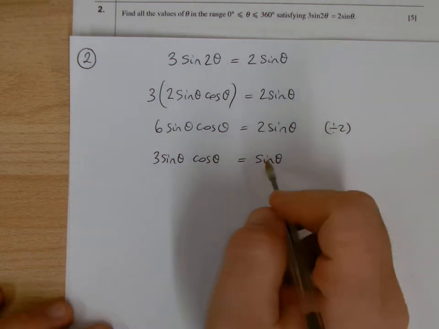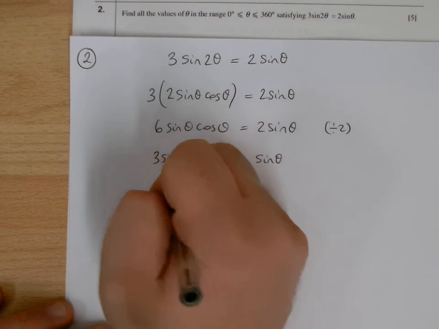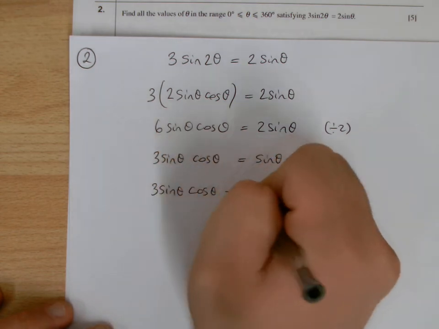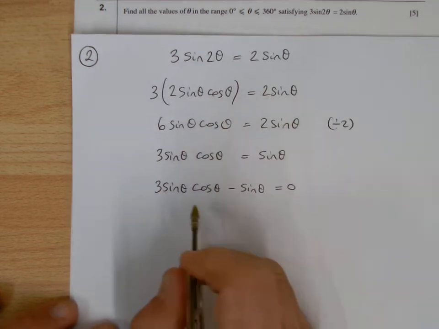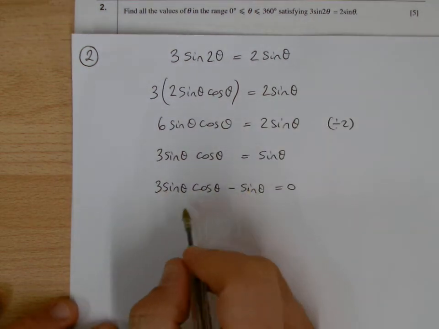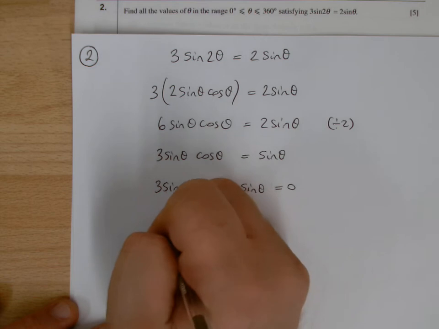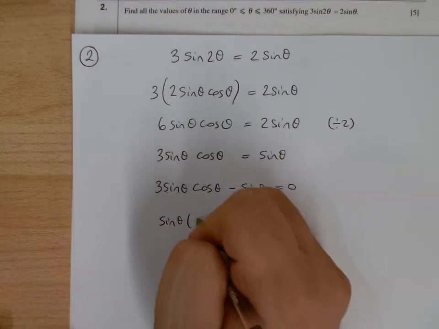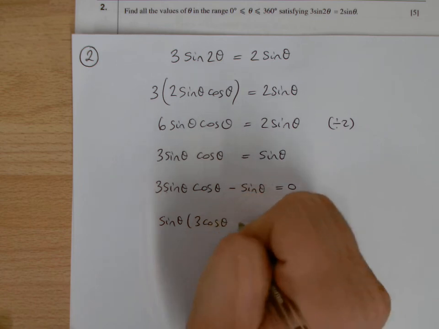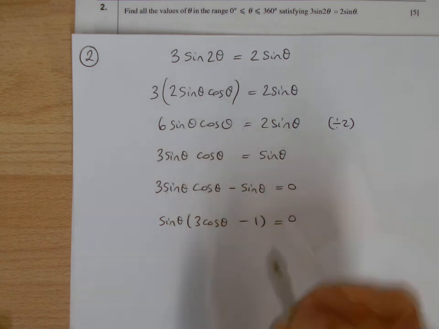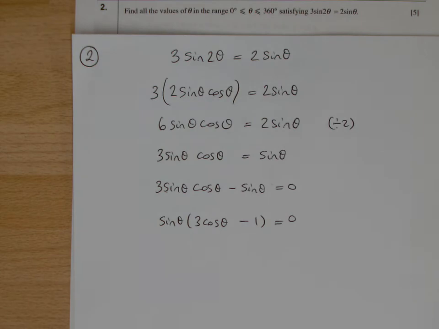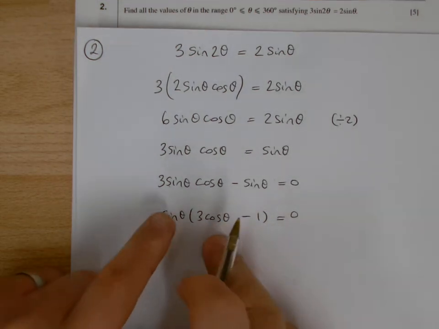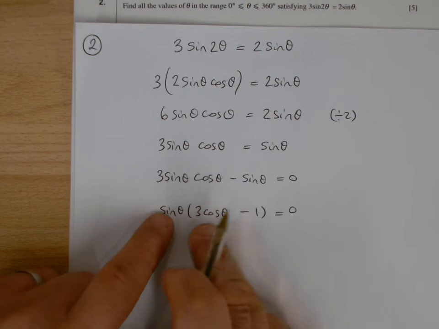So remember, when you get this, take it over to the other side. So 3 sine theta cos theta, take away sine theta, equals 0. You could then see we've got two terms, so we can factorize the sine theta, because sine goes into both. So we're going to have 3 cos theta minus 1 when you factorize. And then we've got an either-or situation, because the product of the sine and the bracket is 0.